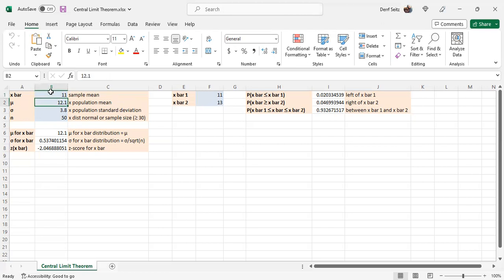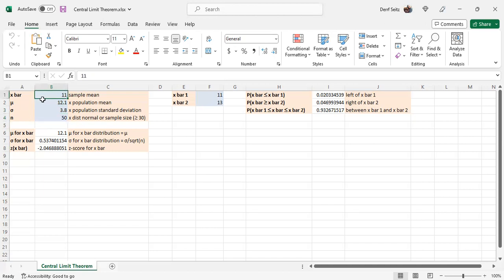Starting with the second row, we'll go back to the other one in a minute. Mu is the X population mean, the underlying population, and sigma is its underlying standard deviation. N is the sample size for each sample. And in order for the sampling distribution to be close to normal, the underlying population must be normal, or the sample size must be greater than or equal to 30.